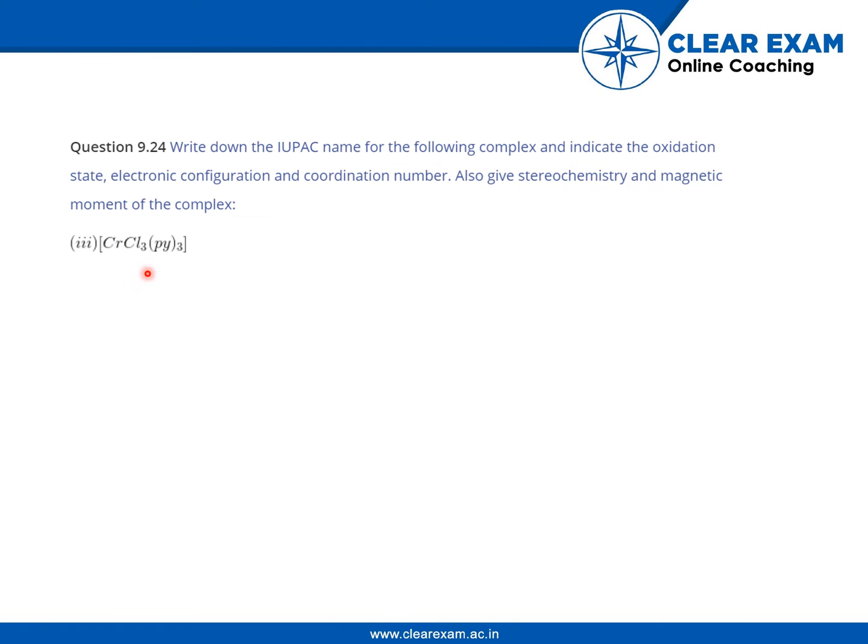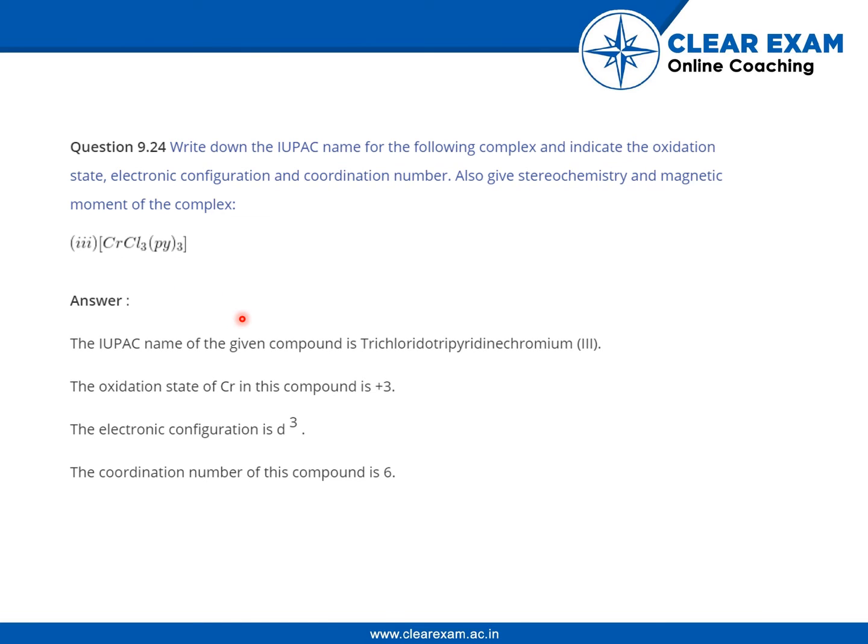The third part is [CrCl3(Py)3]. The IUPAC name of the following compound is trichloridotripyridinechromium(III). Py is pyridine. As you can see, 3 Cl contribute minus 3 charge, so Cr will contribute plus 3 charge as pyridine is neutral in nature. So the oxidation state will be plus 3, the electronic configuration will be d3 as 4s1 3d5 is the ground state configuration and the oxidation state is plus 3. The coordination number of this compound is 6, as you can see, there are 6 ligands present.